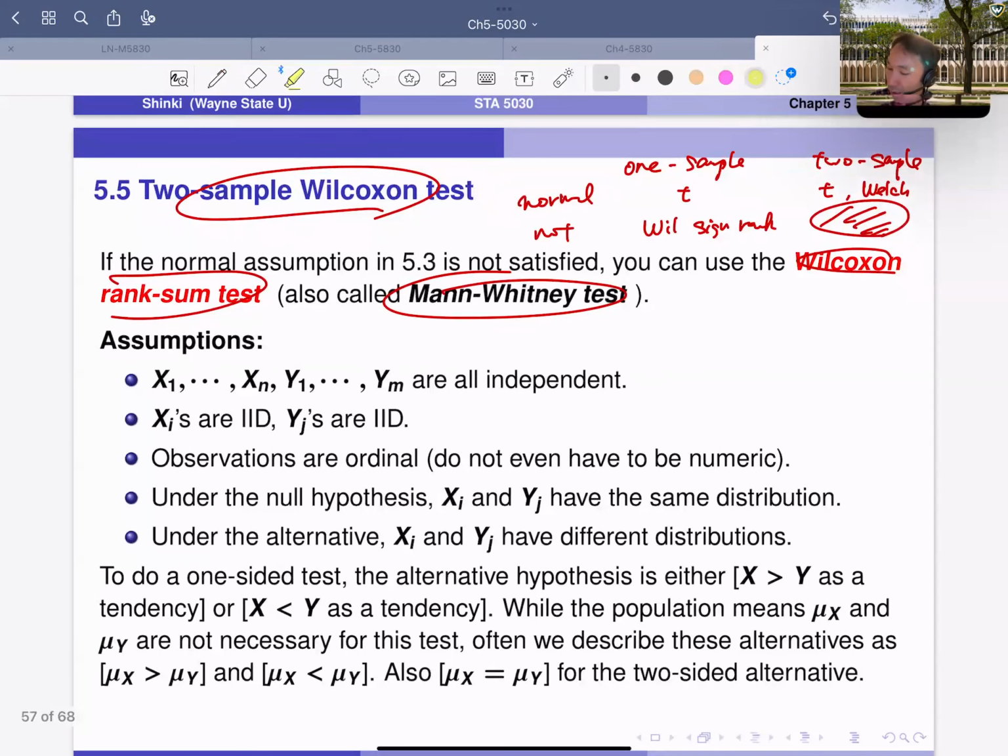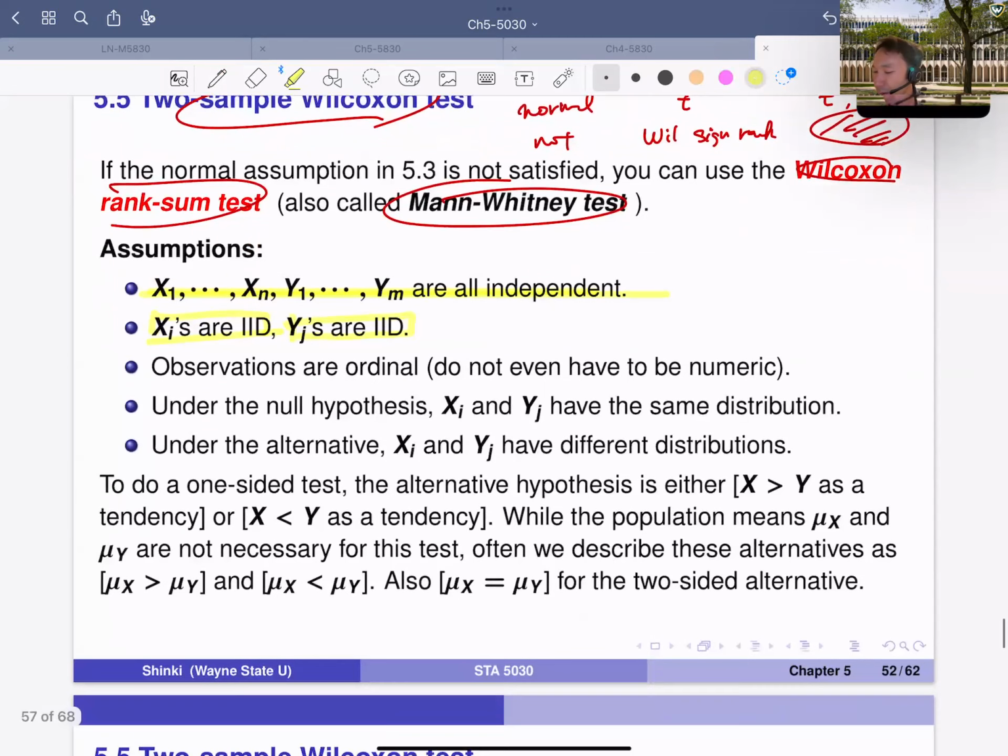And our assumption is we have two samples and all random variables are independent. The Xi's are from the same population, so these are IID, following the same distribution. The Yj's are also identical, the same distribution. And observations are ordinal. So X and Y are usually continuous random variables, but they do not have to be continuous, maybe a rating is possible. And under the null hypothesis, the Xi's and Yj's have the same distribution.